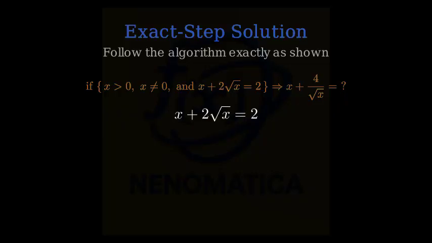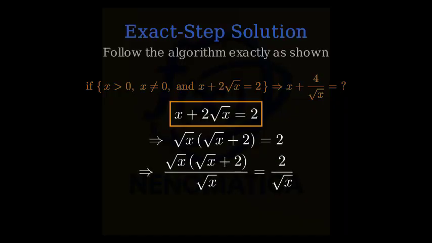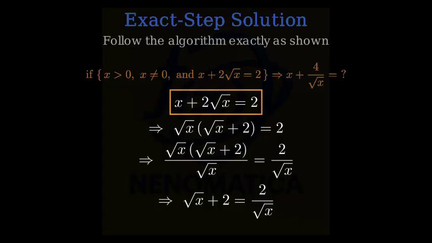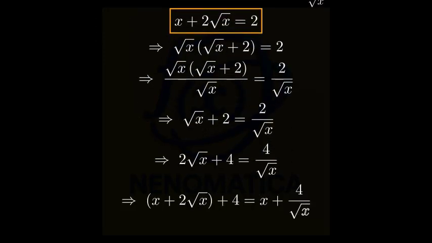Step 1. Start from the given equality. x plus 2 square root x equals 2. Step 2. Factor out square root x on the left. Step 3. Divide both sides by square root x. Step 4. Simplify the left-hand side. This yields square root x plus 2 equals 2 over square root x. Step 5. Multiply both sides by 2. Step 6. Add x to both sides to form the expression we need.